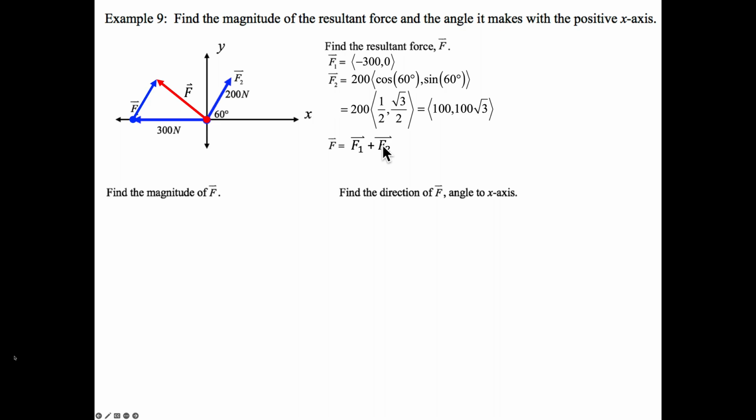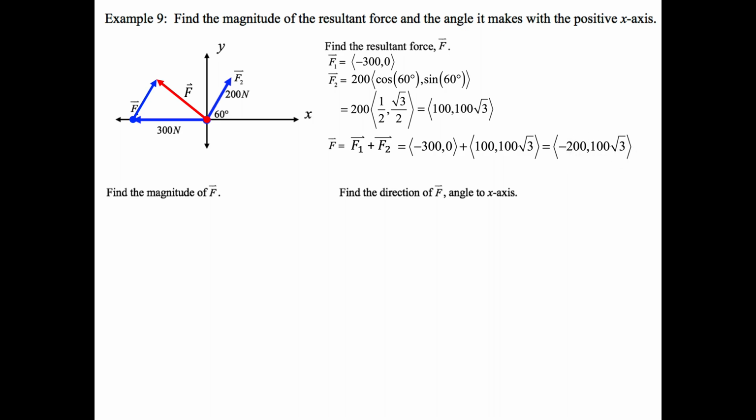So the nice thing here is since force 1 vector and force 2 vector are in component form, you add the x components, you add the y components. Negative 300 plus 100 is negative 200. 0 plus 100 square root of 3 is the same. There it is in component form.